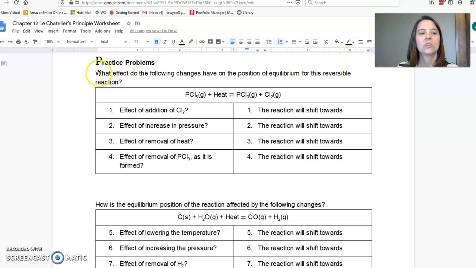And then with whatever time is remaining, go over the example. So what effect do the following changes have on the position of equilibrium for this reversible reaction? You have phosphorus pentachloride, which is a gas. And you can see an endothermic reaction is in a reversible reaction with phosphorus trichloride gas and chlorine gas. And there are 1, 2, 3, 4 questions. And then you want to tell me, number 1, 2, 3, 4, if it shifts towards the reactants or products.